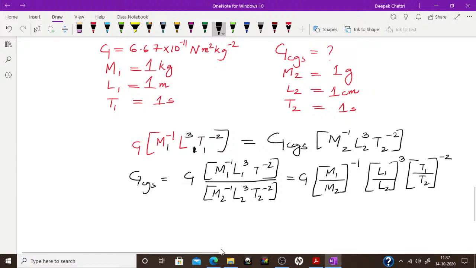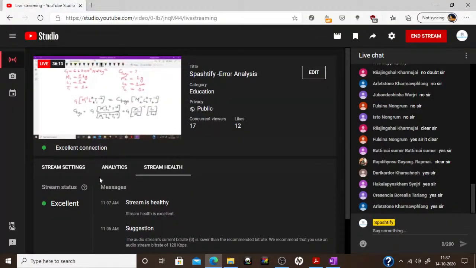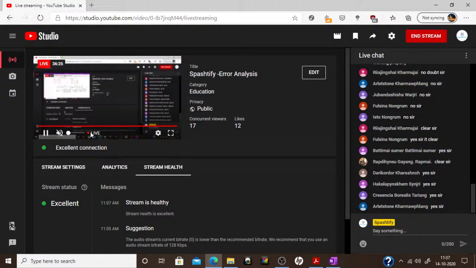Is this part clear? If not, tell me in the comment section. Is that part clear? Yes or no? Is it clear?